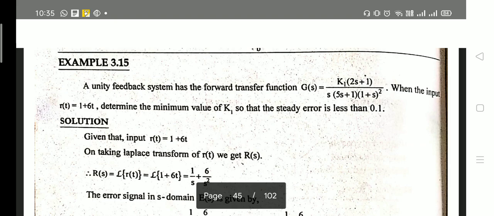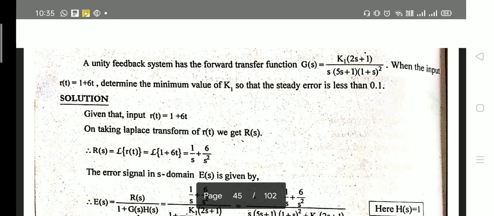The next problem is a unity feedback system has forward transfer function G(s) = K1(2s + 1)/(s(5s + 1)(1 + s)²). When the input r(t) is equal to 1 + 6t, determine the minimum value of K1 so that steady state error is less than 0.1. Okay. ESS value, R(t) value and G(s) value are given. He is asking to find the K1 value.